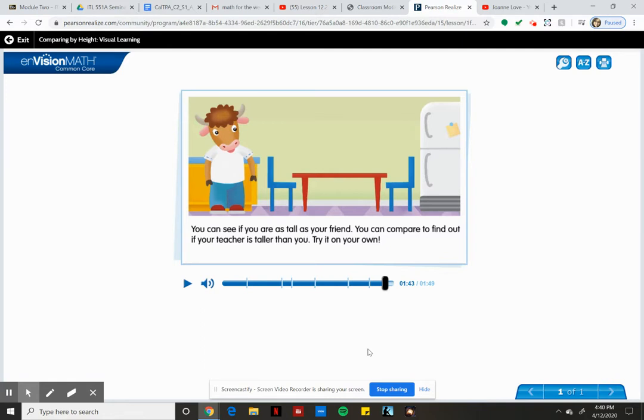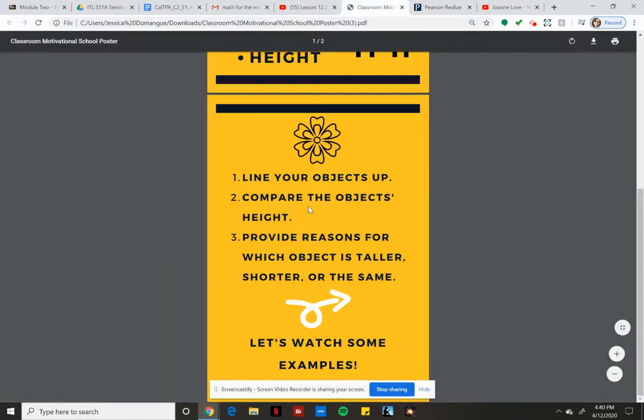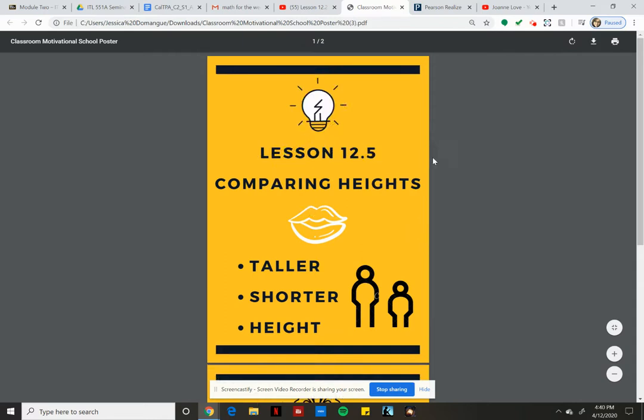So for your work today, scholars, you are going to look at your black math workbook, and you're going to find lesson 12.5, as you can see here on our poster, and you're going to do your assignments for lesson 12.5.